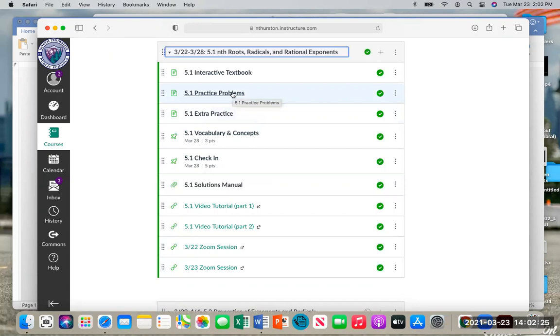Just keep in mind, with both the practice problems and the extra practice problems, they're both included in the solutions manual. So I would always recommend having the solutions manual open while you're doing these problems, just to make sure you're on the right track and each step is looking good and your answers are looking good and everything in general looks good. The two assignments that are due this Sunday, the 28th, are the vocab and concepts and the check-in. And then, of course, if you'd like to, along with the solutions manual, my video tutorial is here. Part 1 was me going through the lesson. Part 2 was me going through all the practice problems. So feel free to access that if you'd like to.